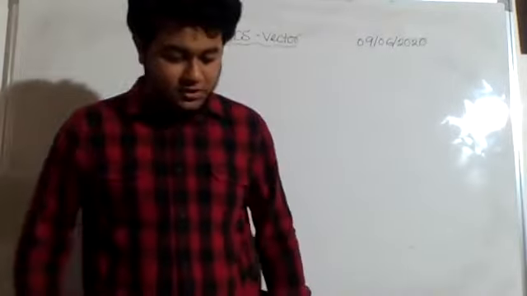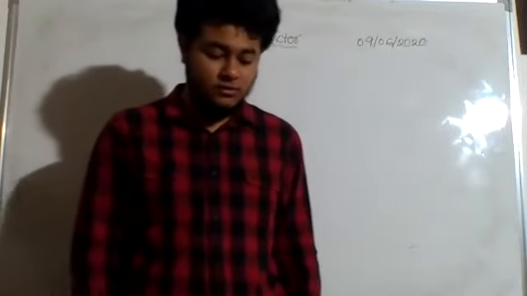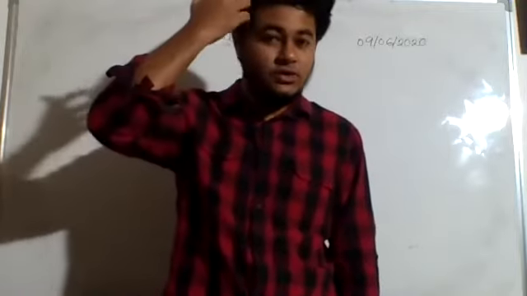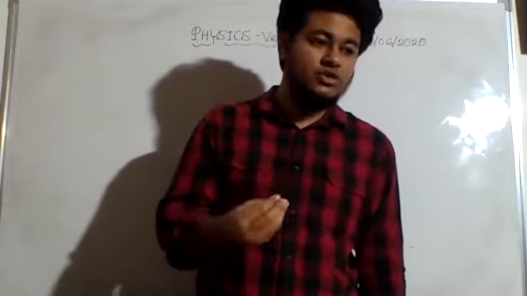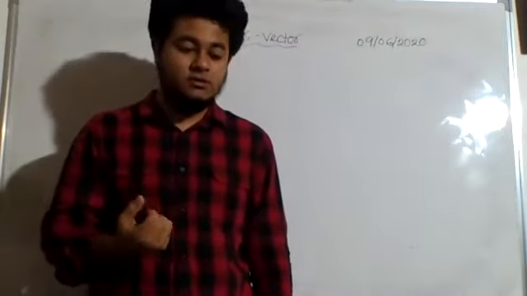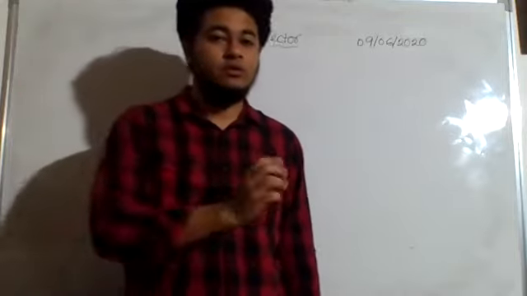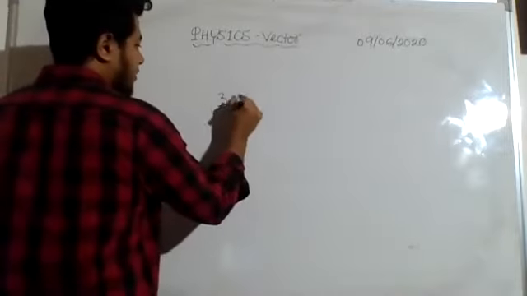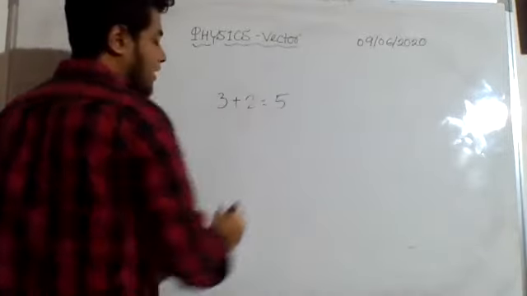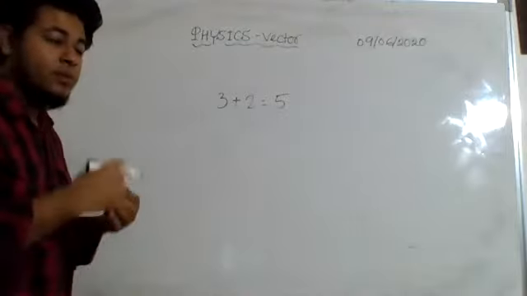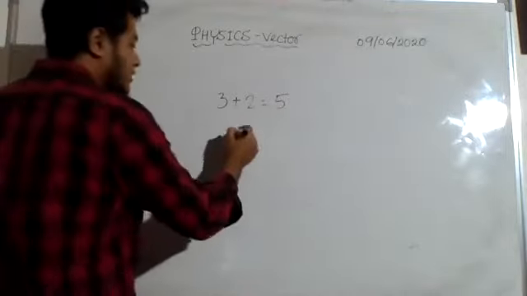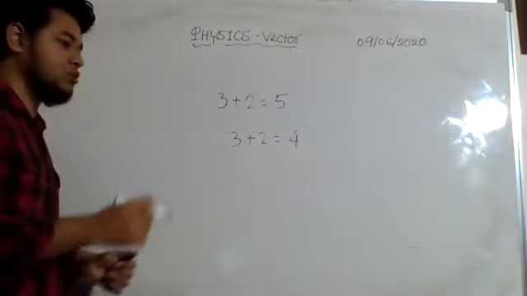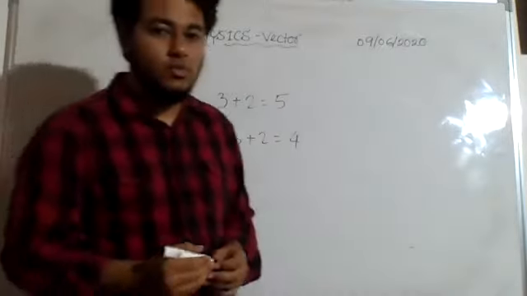Bismillahirrahmanirrahim. So today, as I told you earlier, we are going to discuss vector algebra. Now, what is vector algebra actually? Like in case of addition and subtraction, there are some algebraic laws, right? If I tell you 3 plus 2, according to algebra it is equal to 5. But according to vector algebra, 3 plus 2 can be equal to 4. Okay, it is possible. How this is possible, we will get to know.